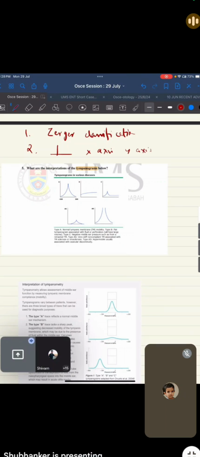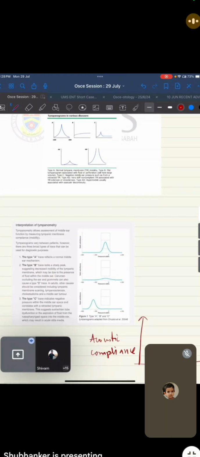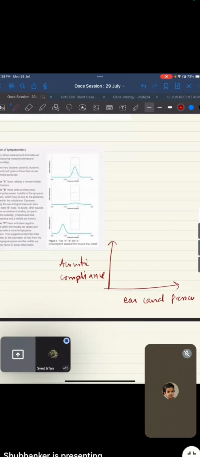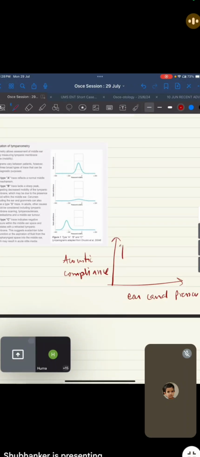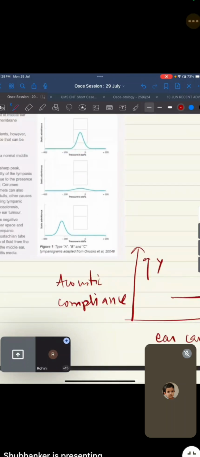Can somebody help me out in this? Y-axis is pressure, sir. Y-axis is pressure, lovely. And X-axis volume, I think. Compliance, I think. My maths has become a bit weak. This is the Y-axis, right? This is X. So X-axis is pressure. Are you getting it, or am I speaking the other way around? No, correct.